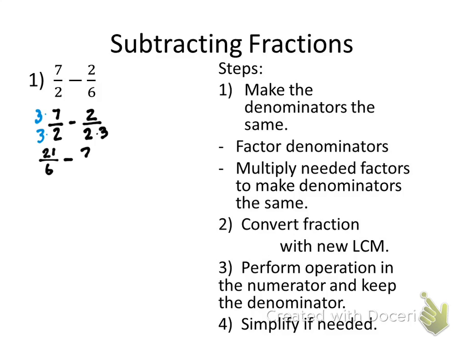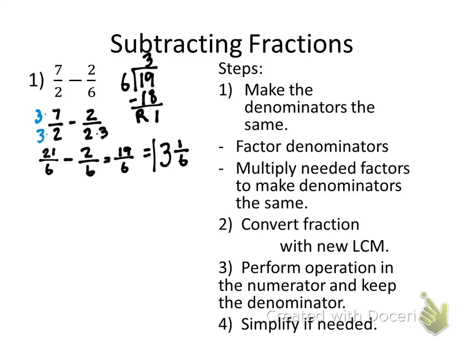Subtract over 2, 6, we get 19 over 6. I can't simplify that, but I could put it as a mixed number. So 19 divided by 6 is going to be equal to 3 with a remainder of 1. So we take the whole number, this is 3, the remainder over 1/6, and that's your answer for number 1.